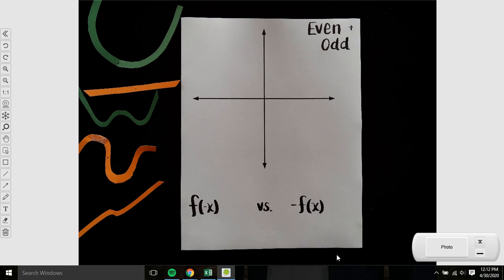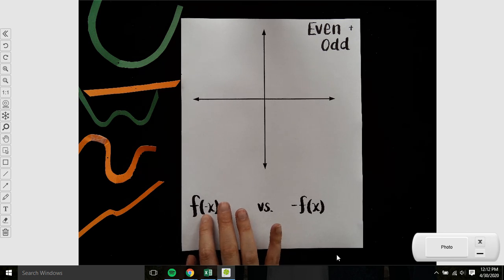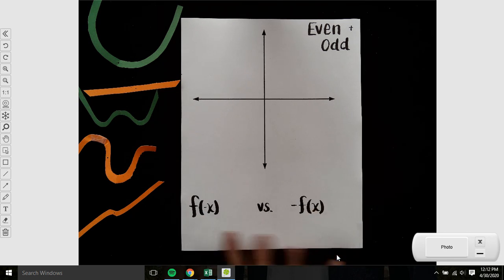All right, so in this lesson, we are going to discuss some vocab of even and odd functions at first, and then we are going to just discuss the difference between f of negative x and negative f of x, and these directly relate to even and odd functions. So first, I'm going to talk about even functions.